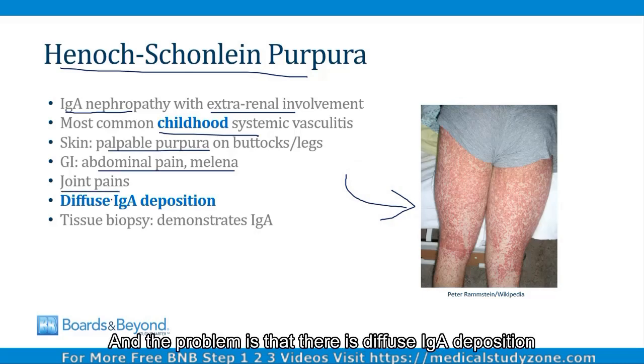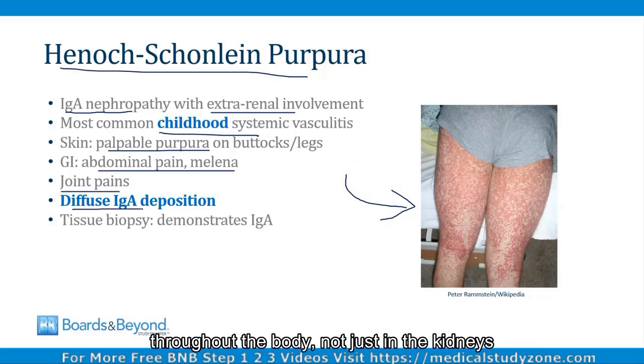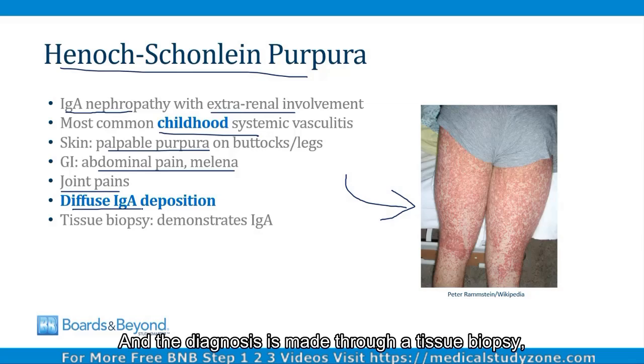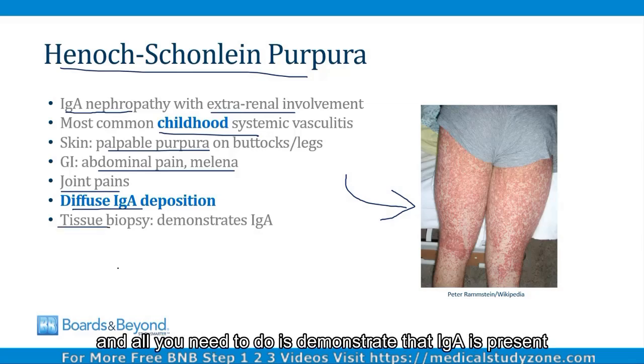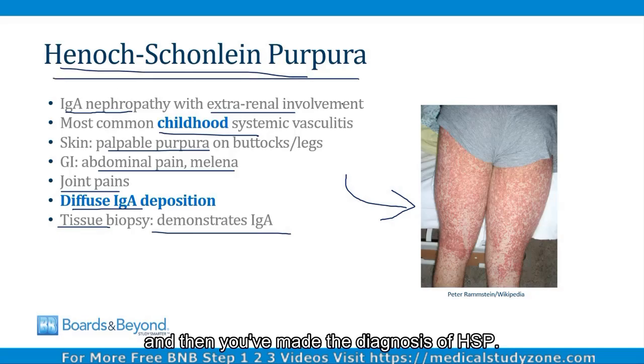And the problem is that there is diffuse IgA deposition throughout the body, not just in the kidneys like in Berger's disease. And the diagnosis is made through a tissue biopsy, and all you need to do is demonstrate that IgA is present, and then you've made the diagnosis of HSP.